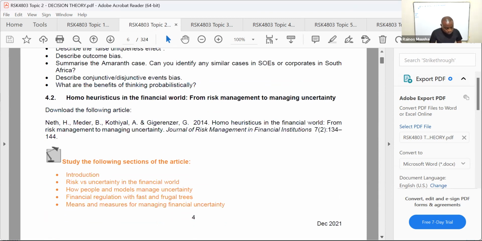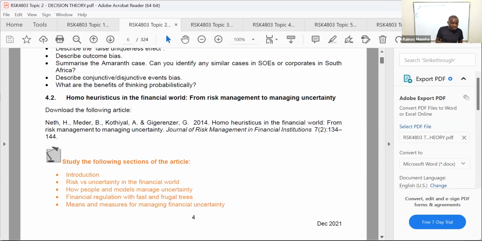And 4.2 looks at homo heuristics in the financial world, from risk management to managing uncertainty. The main message coming from 4.2 is that, remember we said that we're living in a global community where there is constant flow of information. If you sit on a given day and watch the news, you'll see that there is just constant bombardment of information that you're also going to be receiving. So now, when it comes to 4.2, we're basically saying that you as the decision maker from a risk management perspective, how do you make decisions?